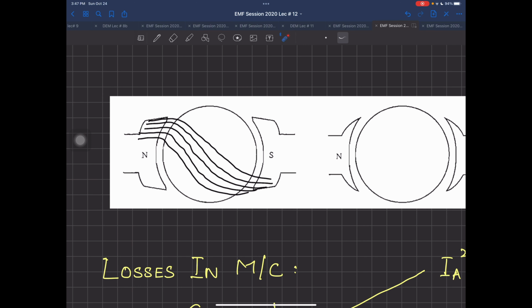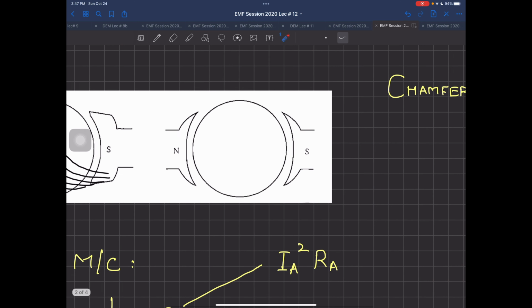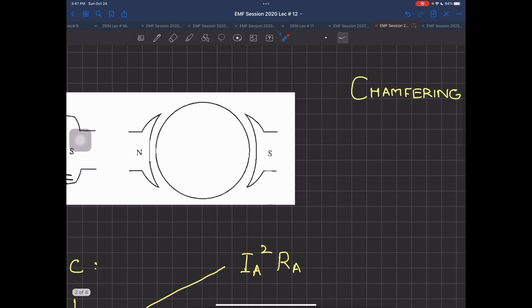Now there is one technique which can be done in the construction of the machine, which is shown over there, which is called the chamfering of poles. Now you can see over here that this portion has almost a constant air gap. This portion, similarly this portion over here. But as soon as we move here and these four regions, the air gap has been a little increased over there. Now what will this do?